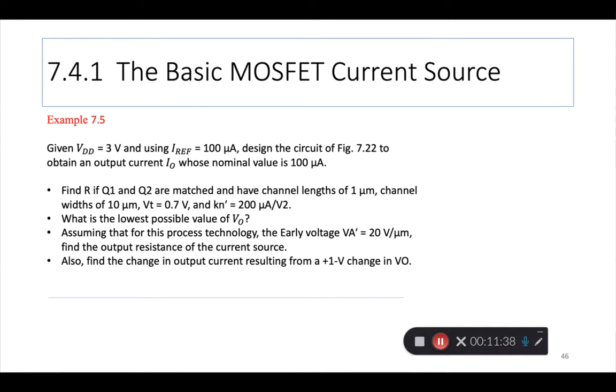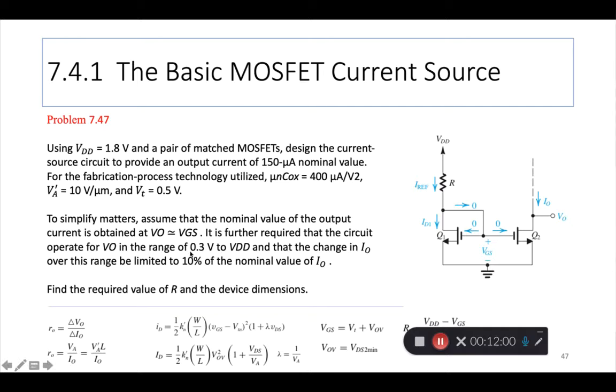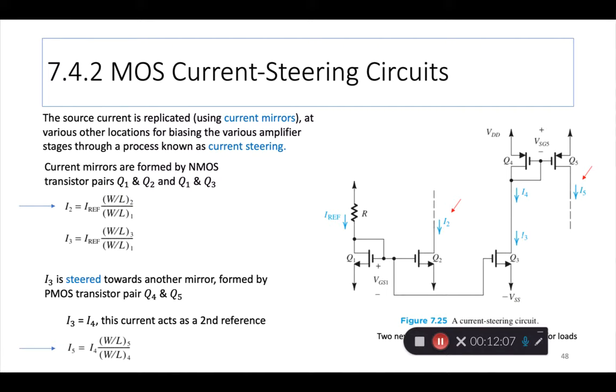Here are some examples that we look at. For example, the early voltage VA equals VA prime times L, which we have seen, and VA prime is given as 20 volts. So then you have to use the more complex formula. Sometimes it's not given. Well, here also there's a VA prime. We'll come back to these problems in my next recording.